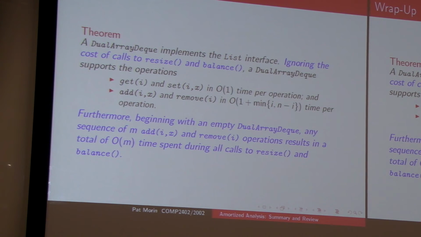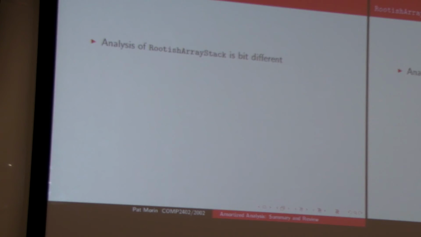And again, we get one of these theorems that says, well, when you do this, here's the running times if you don't account for rebalancing and resizing. But if you do account for it, then that adds up to an additional total of m work, or if you like, an average of a function amount of work per add and remove operation.